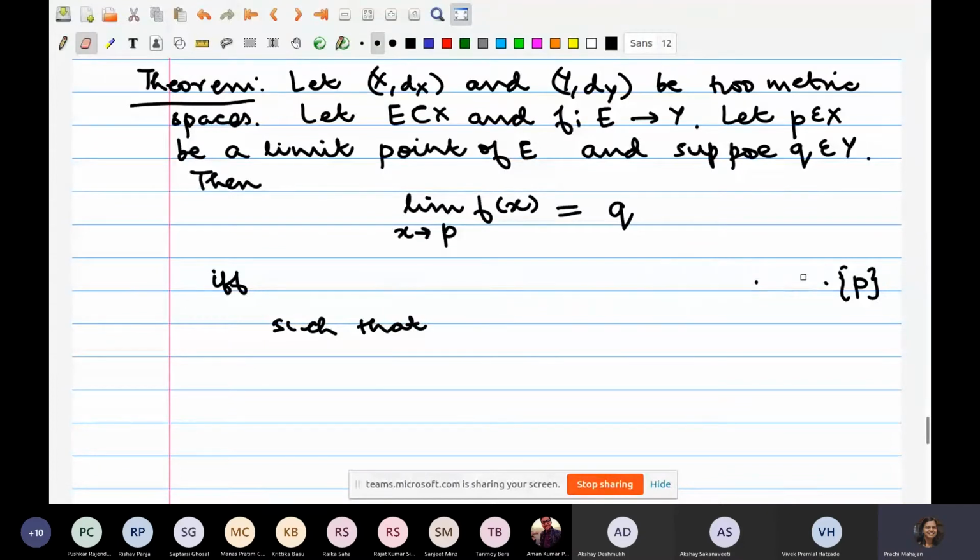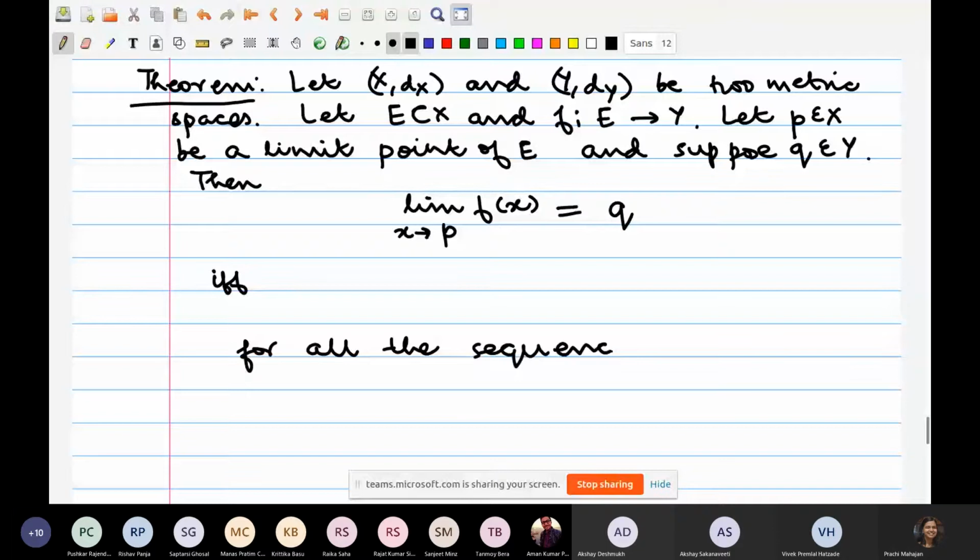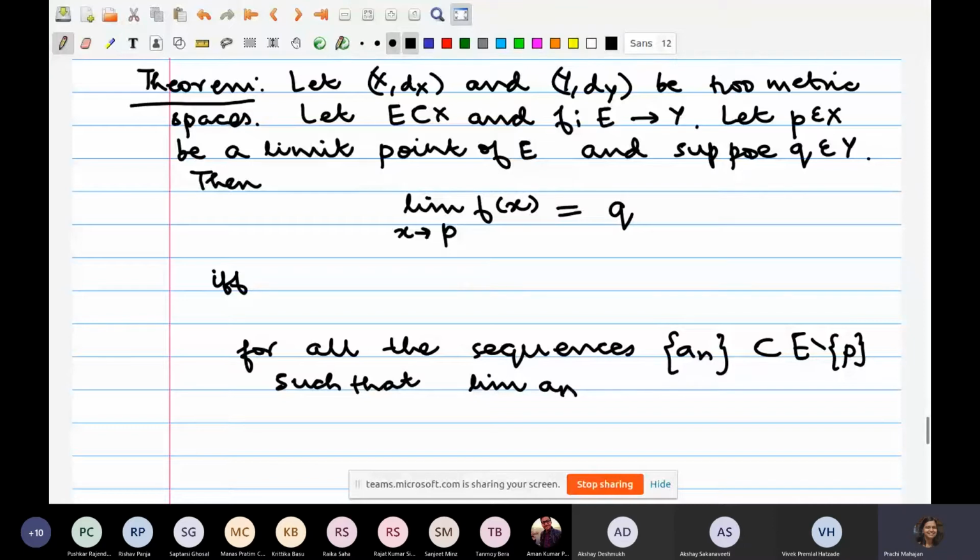So we look at all the sequences in the set E minus P, if and only if... yeah, so as I said before, AN is a sequence of points in E. Each AN is different from P such that the limit of the sequence AN exists and equals P.